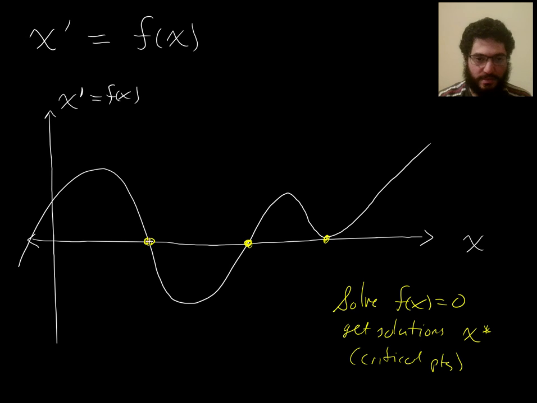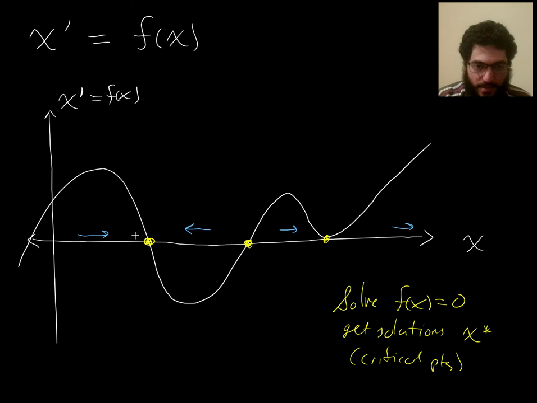So let's think about this region here. If the state of your system is in this region, then what happens to it from there? Well, x prime is then positive, right? So x would increase. If x is in this region, then x prime would be negative, so x would decrease. If x is in this region, x prime would be positive, so x would increase, and in this region it would increase. And you could always focus on how quickly it increases or decreases if you want to.